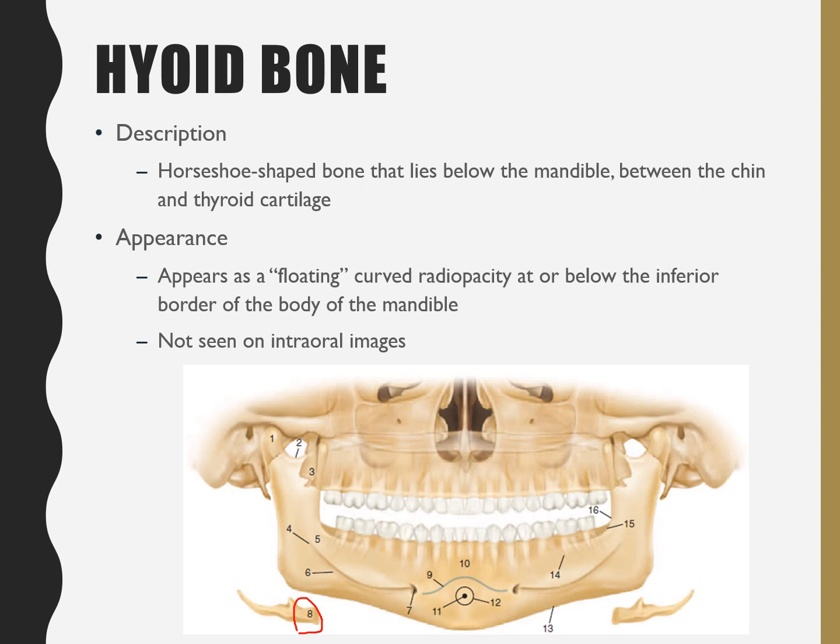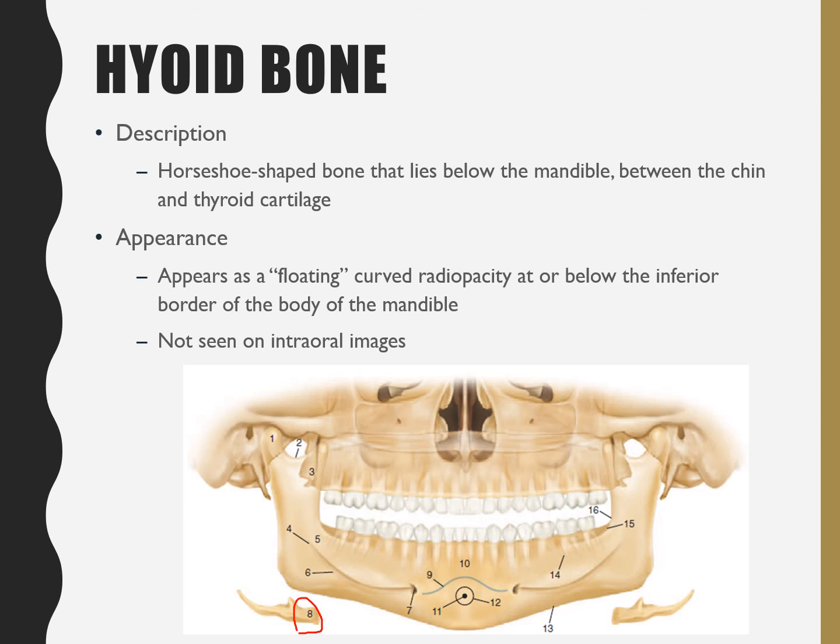It's the only bone in the body that doesn't articulate with any other bones. It's just held up by tissue and muscle. Because it doesn't articulate with anything, of course, it appears as a floating, curved radiopacity at or below the inferior border of the body of the mandible. We don't see it on our intraoral images, thank goodness, but it is there below the mandible.